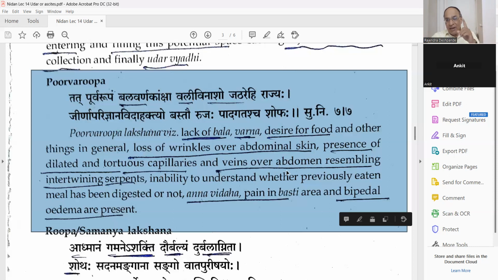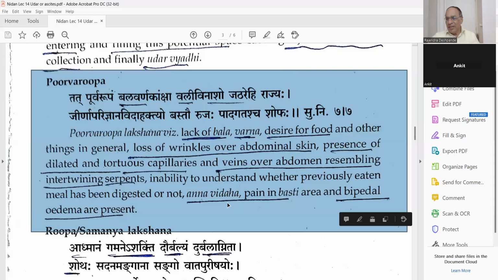Dr. Deshpande is simultaneously explaining with the modern understanding, and that is very much essential. Very few colleges, very few teachers make such a nice comparison between modern knowledge and Ayurveda. That is very important. Okay.